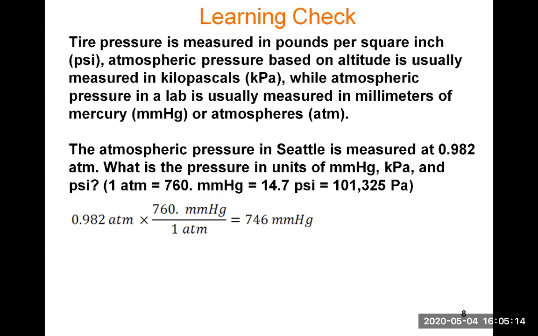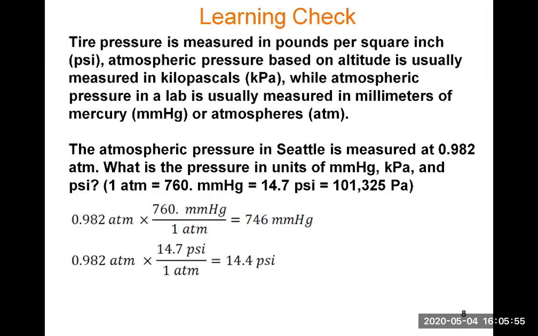Let's change that to kilo. No, well, let's do PSI first. So we start with the same given amount, 0.982 atmosphere, and this time we want to change that to PSI. You want the equality to say 1 atmosphere equals 14.7 PSI, and you will want the 1 atmosphere in the denominator of the conversion factor and the PSI on top, so that the atmosphere cancel and we're left with PSI, which is the unit we want.